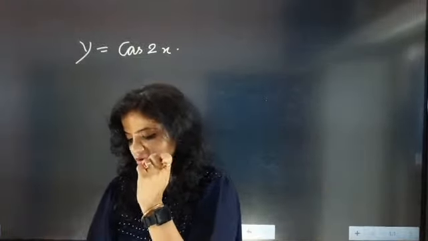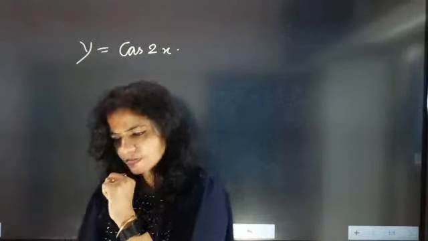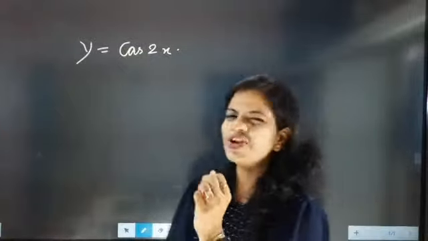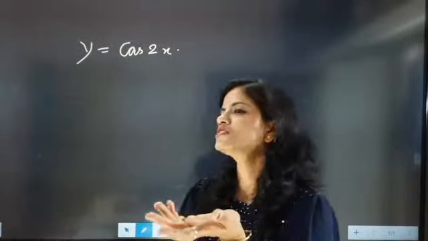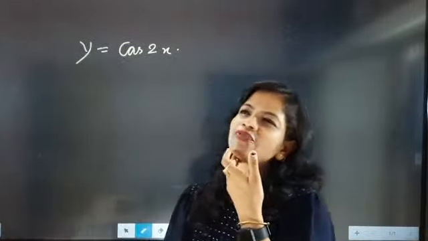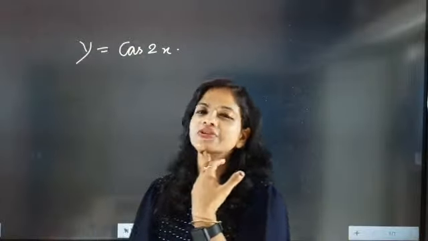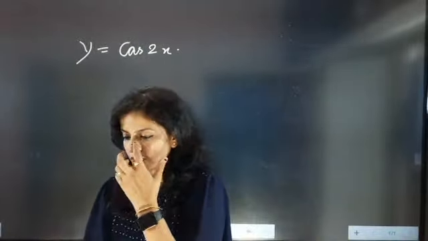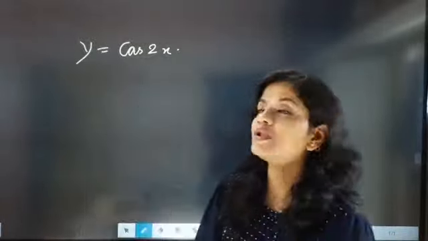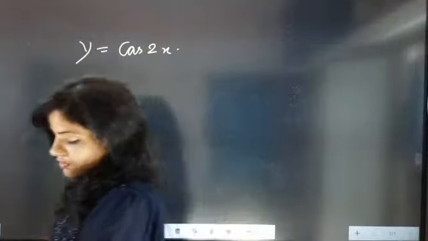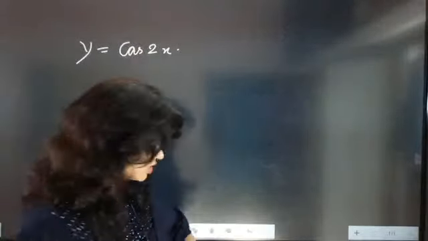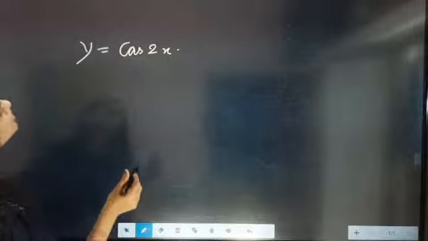Minus 2 sin x into cos x. Absolutely correct. The chain rule we have to apply here, or the sin 2x formula can also be implemented, but the chain rule will be used here. By first principle, how are we going to solve? Since we have to solve by first principle, let's see how.